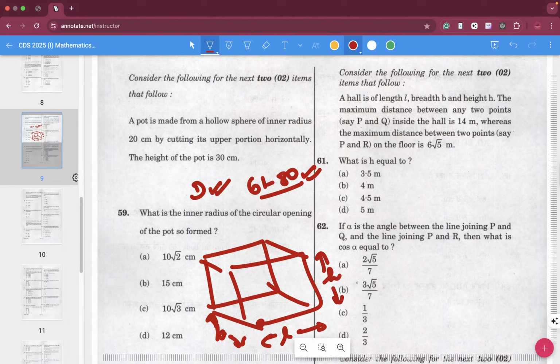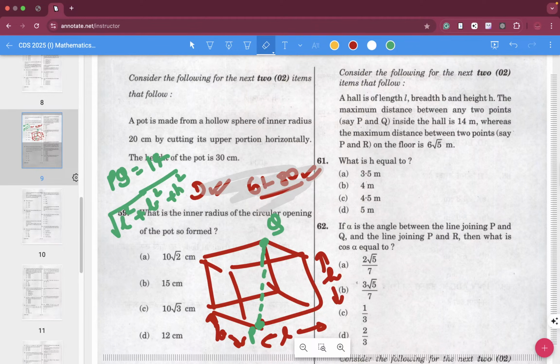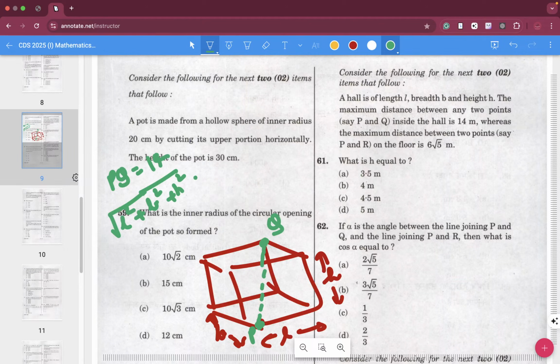So the maximum distance between any 2 points, let's say p and q, I am saying the diagonal from this particular point, let's say I'm writing it in green, to this point over here, pq. This is p, this is q. If pq is the diagonal, they have given pq as 14. And pq is simply your diagonal, which is the square root of l square plus b square plus h square. They have given it as 14.